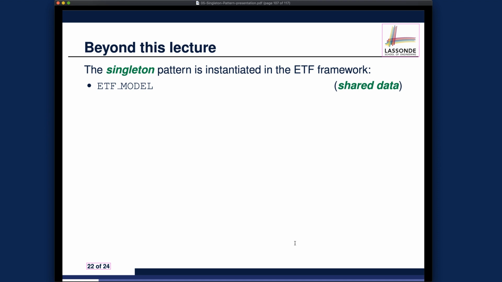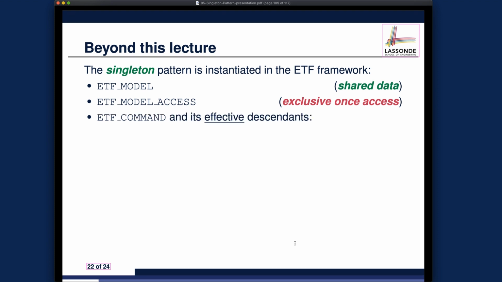Okay, so the ETF model class is about the shared data. And also ETF model access, which is expanded, is about how you can give the exclusive once access to the data. And then for all the abstract user commands, you can see the following, the ETF command. This is the class that actually declares the model. And also all the effective descendant classes like move, play, etc. They will actually try to modify, by aliasing, the shared instance.